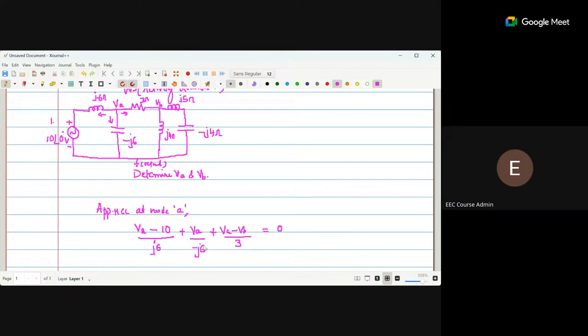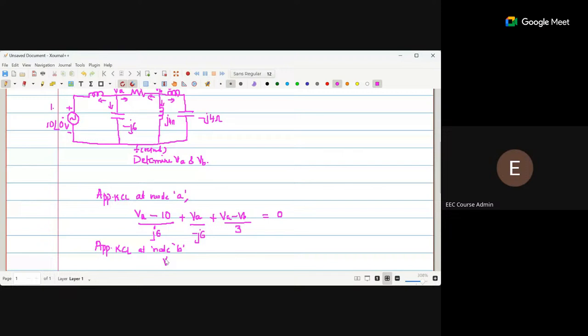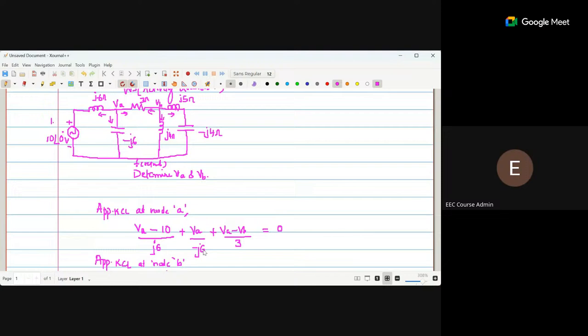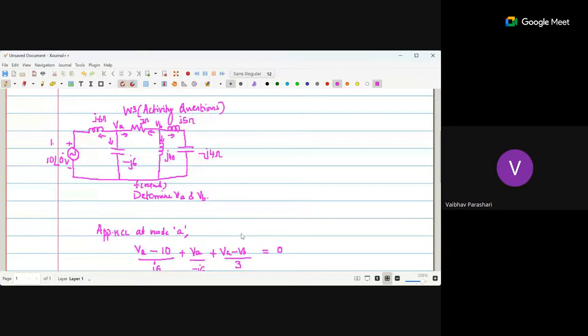Similarly, at B, what do we have? Again, we assume all the currents to be leaving. So it will be VB minus VA by 3 plus VB by J4 plus VB. Tell me, what is the third leaving current? It's VB by J4.